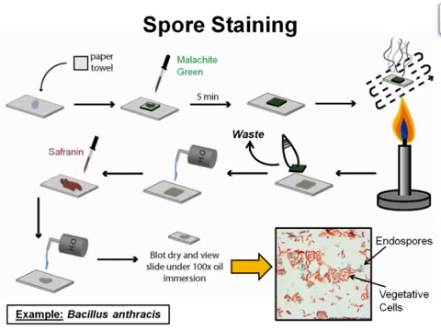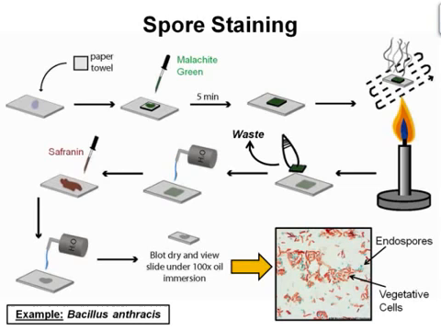First, make a heat-fixed smear of the organism. Next, cut a small piece of paper towel and place it on the top of the slide over the smear. The towel will keep the dye from evaporating too quickly, thereby giving more contact time between the dye and the bacterial walls. Flood the smear with malachite green dye and leave for 5 minutes. Keep the paper towel moist with the malachite green. Do not let the dye dry on the towel.